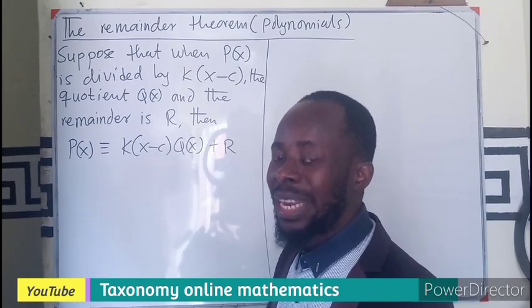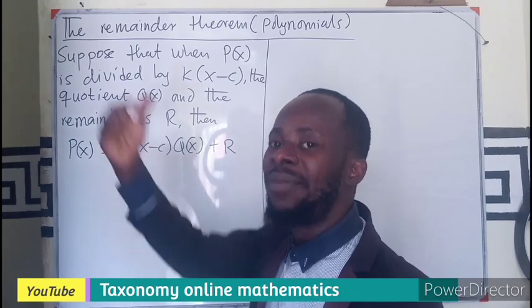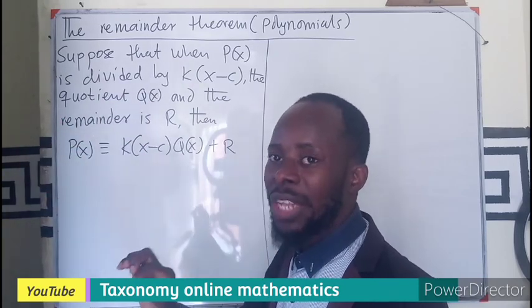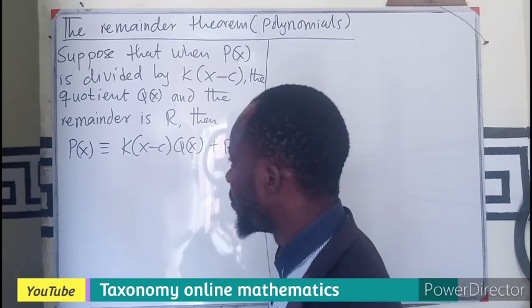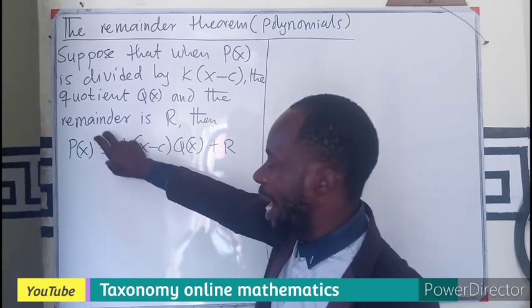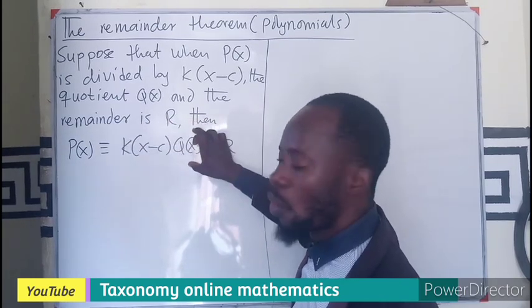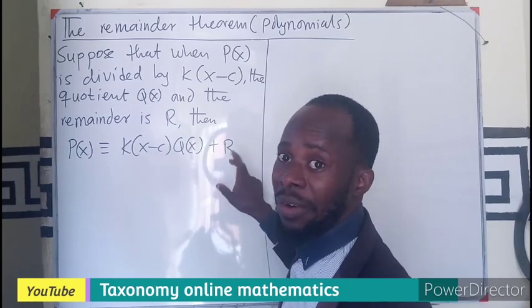We explained under division that if the divisor is not a factor of the dividend, definitely you will get what? A remainder. So that simply means that the function is going to be equivalent to the product of the divisor and the quotient plus the remainder.